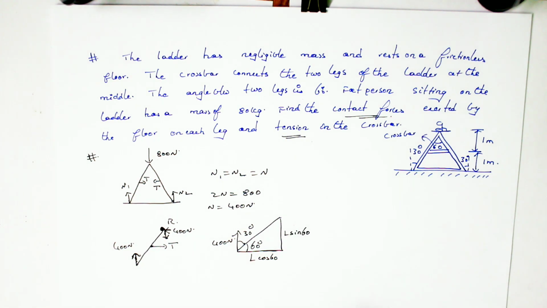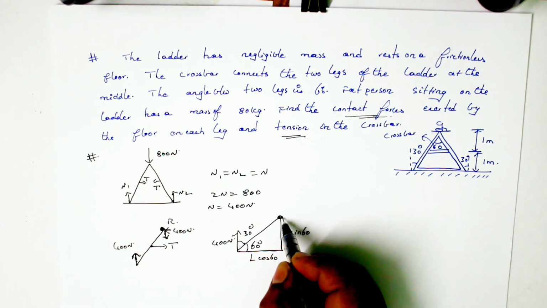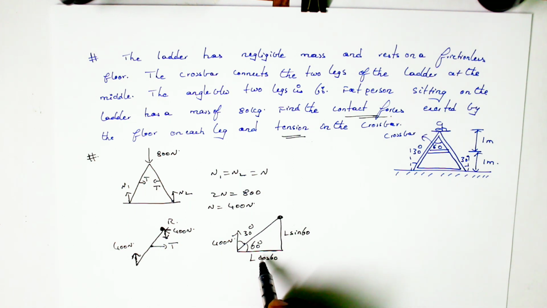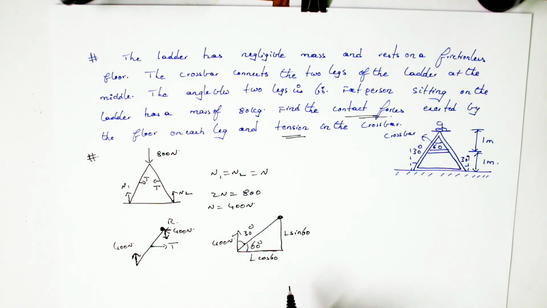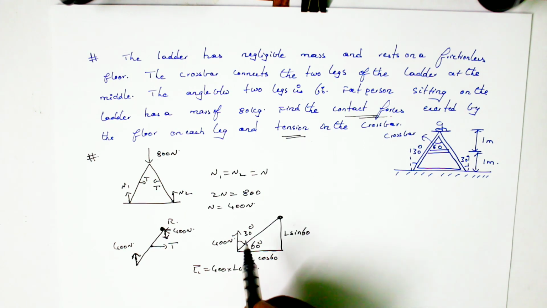We have already studied that if this is my axis of rotation, then only perpendicular vectors are supposed to be used to calculate torque. So this is the force of 400 Newton, and this becomes the perpendicular distance from the axis of rotation, which is L cos 60. So one torque is 400 into L cos 60 because of the force of 400 Newton.